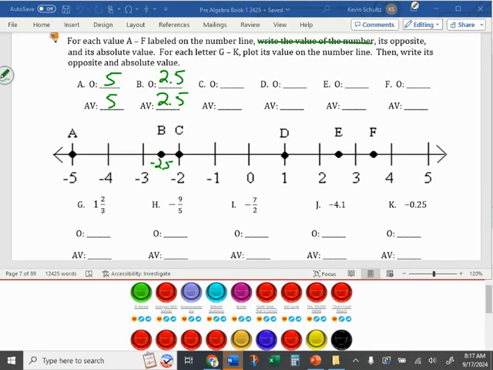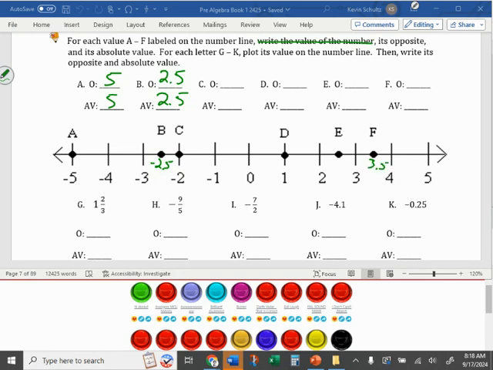Let's flip over to letter F. Letter F is on the positive side of 0. What's the value of letter F? Remember, now the positive side does go this direction. You're more used to that. Ava? 3.5. 3.5. It's halfway between 3 and 4, right? So this would be 3.5.